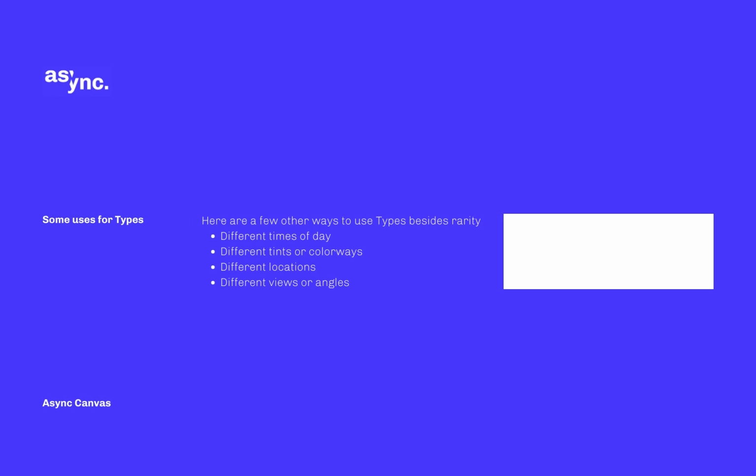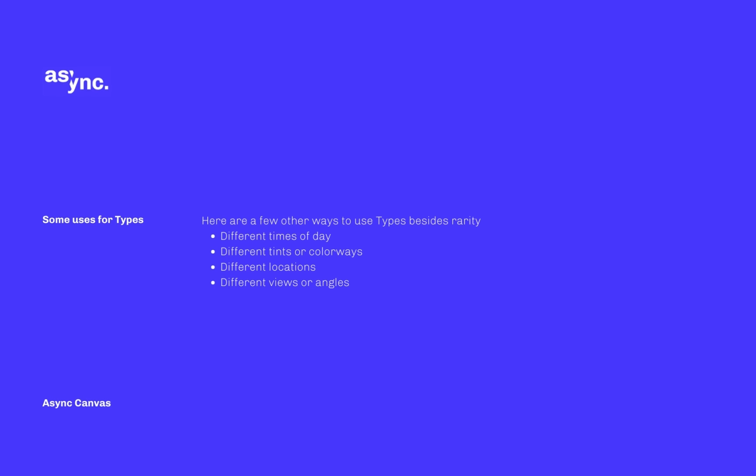continue. As we can see, types are perfect for creating rare items, but you can also use them, for example, creating pieces with different times of day, different locations, views or angles, meaning types can be used as a great way to deliver varied and unique experiences to each of your collectors.